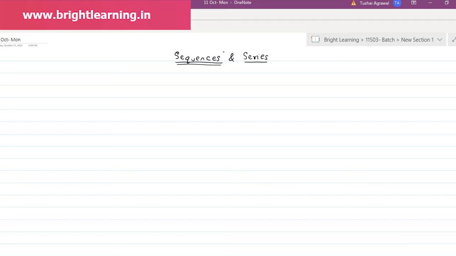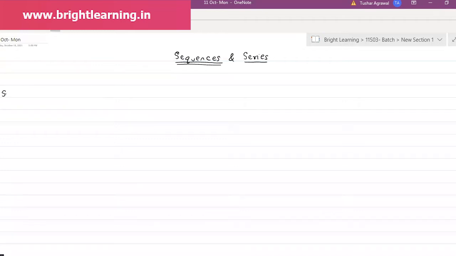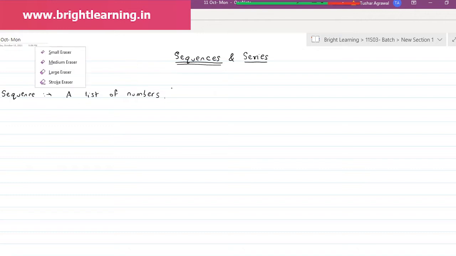So sequences, what is the meaning of sequence? Sequence is generally just a list of numbers. The rough definition of sequences is nothing but a list of numbers. A list of numbers, that's it. That is the meaning of sequence, and the various numbers that occur in a sequence, in a list, are called the terms of the sequence.